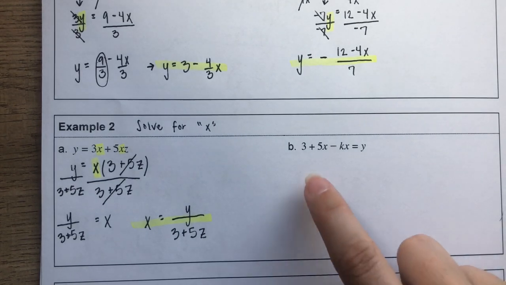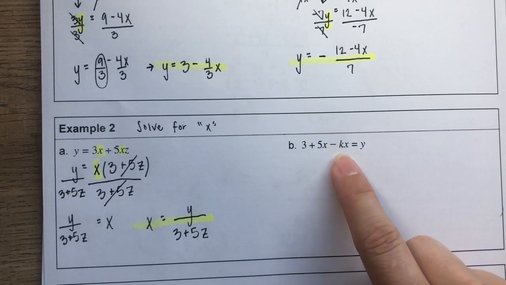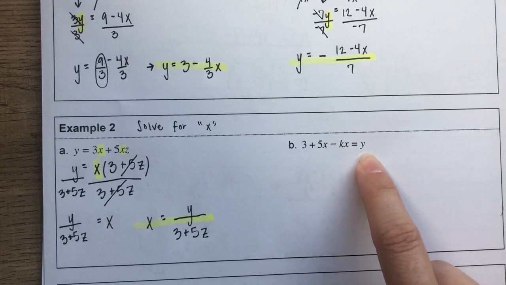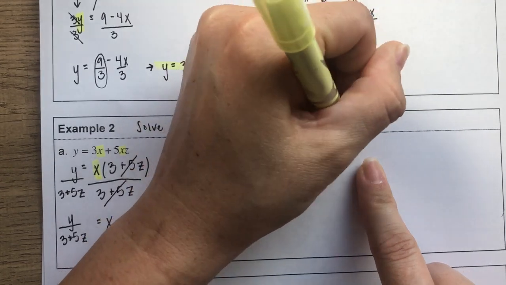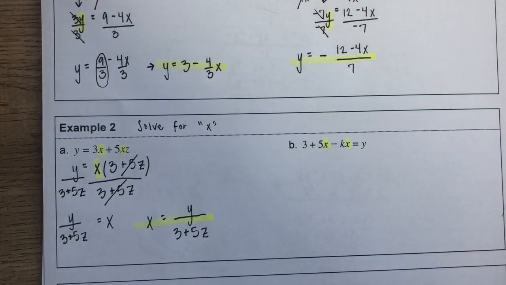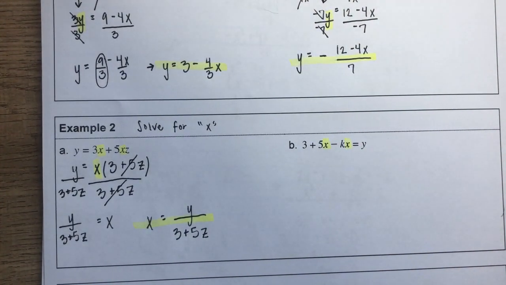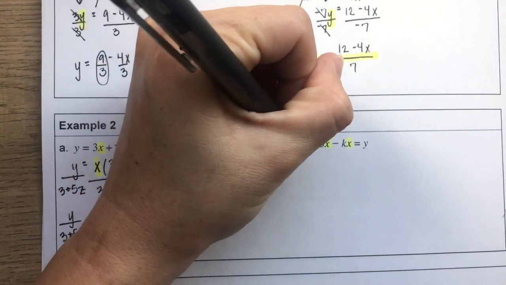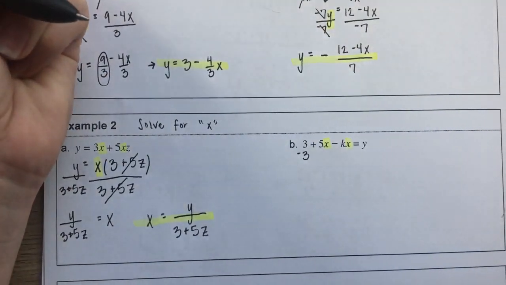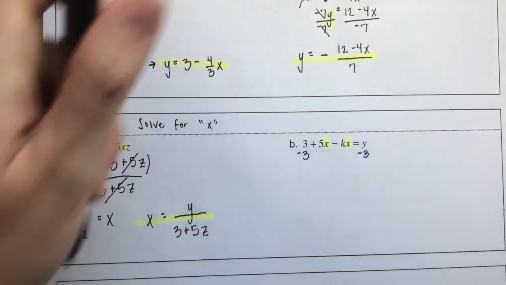And then for b, I have 3 plus 5x minus kx equals y. So same thing as with a, I have two different terms that have an x in it, so it's going to be hard to move everything away. But I can move one thing away from the x terms. I can move this 3 over because it doesn't have an x. So I'm going to start by subtracting 3 from both sides.